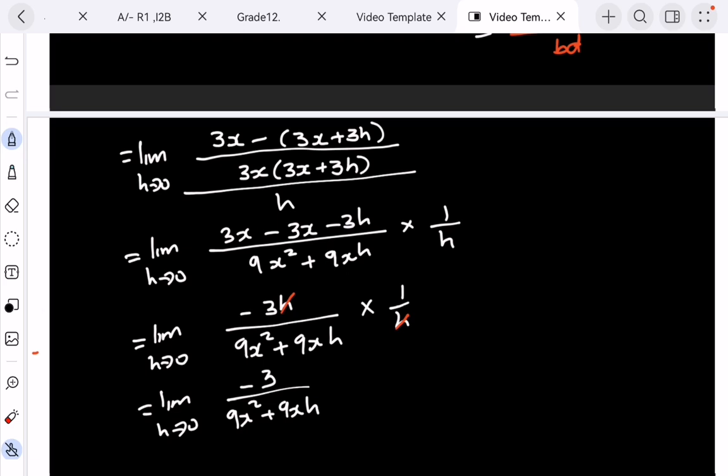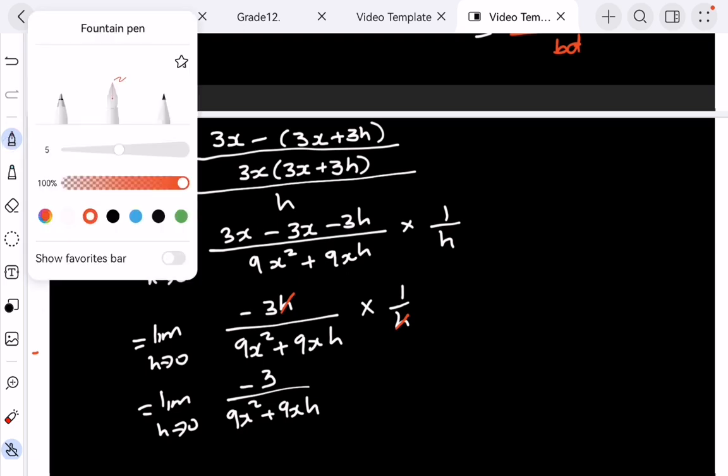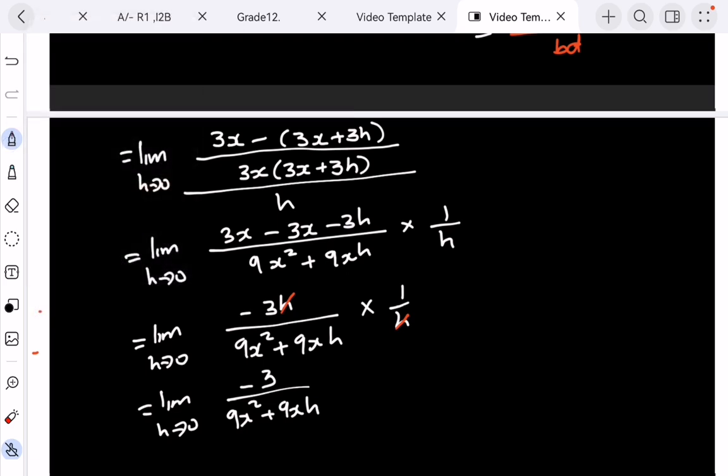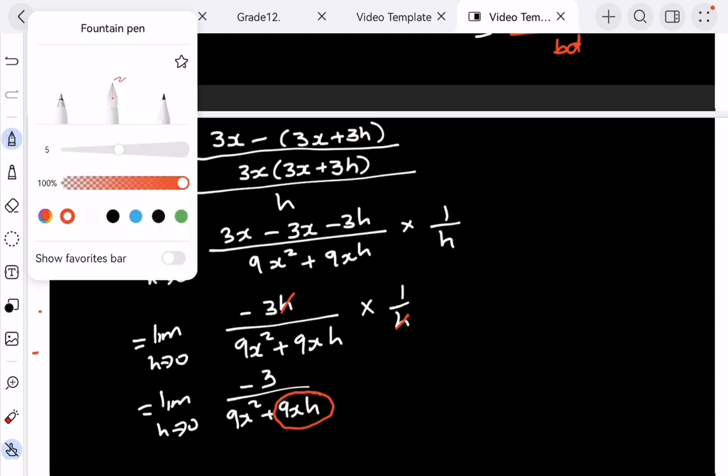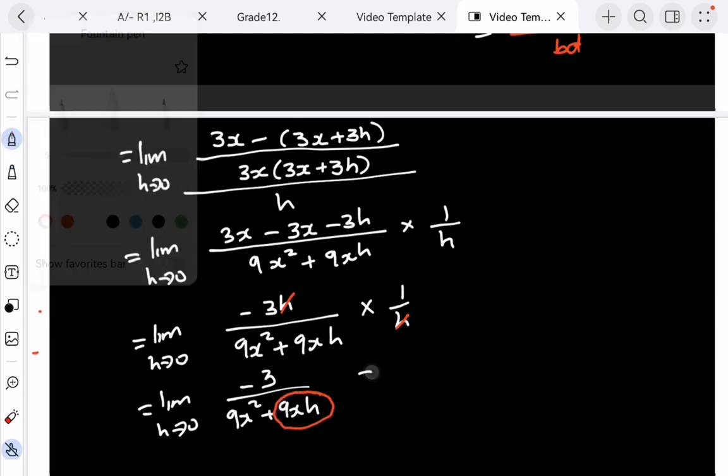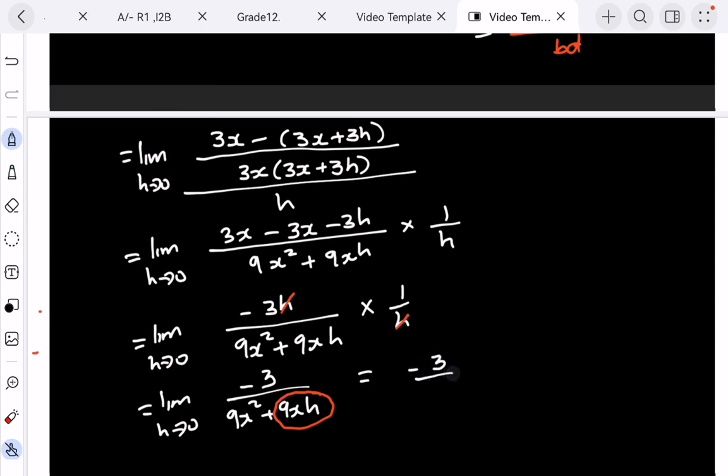Now, I'm going to skip the step where you substitute 0. So if I substitute 0 for h, this whole term is going to be 0. So now my answer will be minus 3 over 9x squared. What is 3 over 9? It's 1 over 3. So I have minus 1 over 3x squared. Which is the answer we knew.